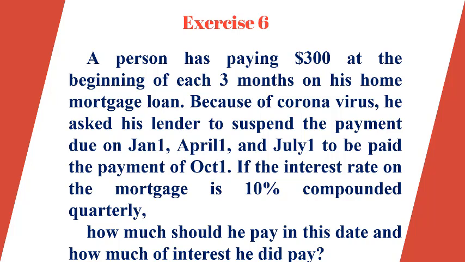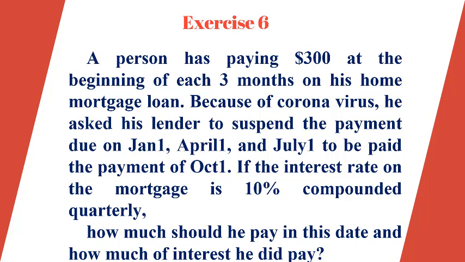In this example, we have an annuity on January 1, April 1, and July 1. And we need to pay this annuity with the annuity of October 1. So we have 4 annuities.